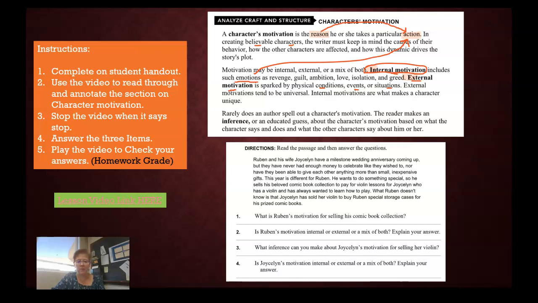Down here we have a paragraph about 2 people, and we are going to try to infer the motivations of the 2 people. So let's read the paragraph.